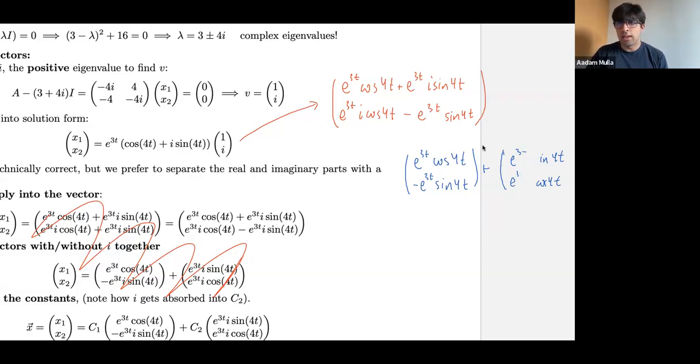Okay, so we just get e to the 3t sine and e to the 3t cosine of 4t, correct? And then we add constants. So it's some constant c1 times the first plus some constant c2 times the second. And then this c2 times i is just going to be another constant. So we allow our constants to be imaginary if they need to be. And then this is your solution, like a cleaner solution.